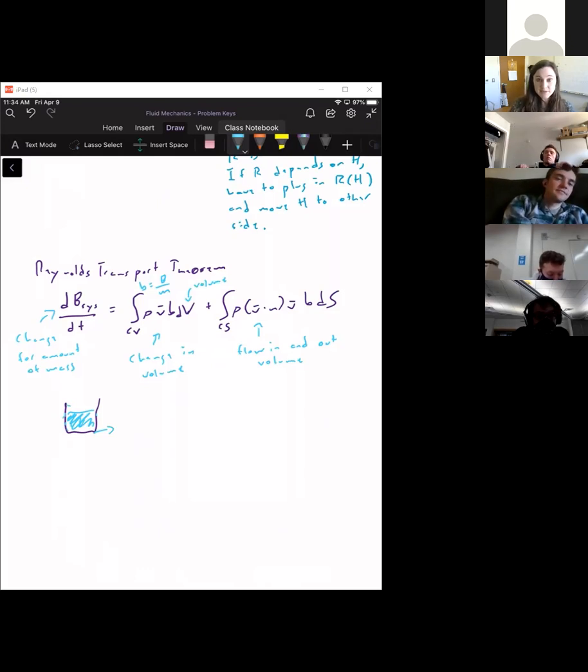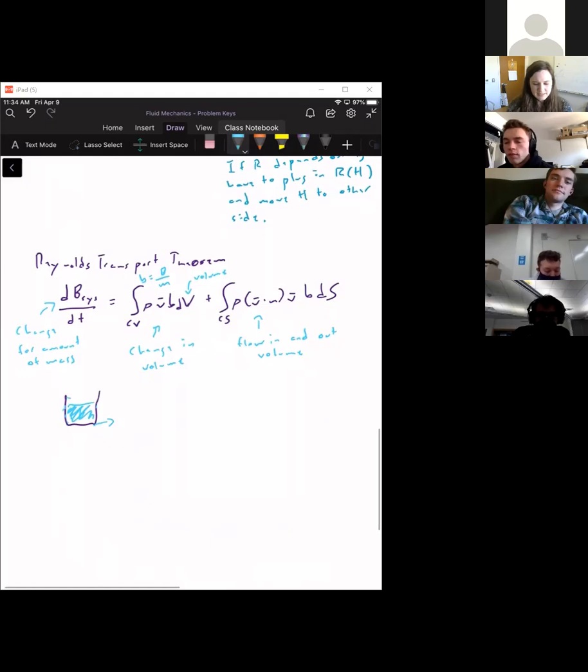And then dB system dt would be 0, because if you have a set amount of mass, nothing can happen to it. You can't get any new. No new mass appears and no mass is destroyed out of the universe. So that part is 0. And essentially, this equation will be true for the mass that is in there at any given time.